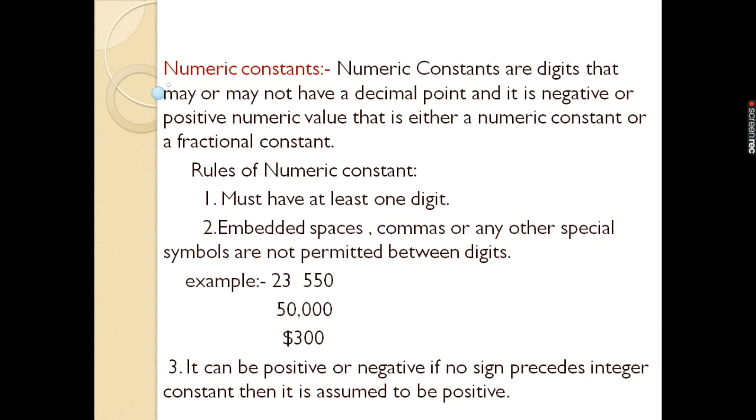Third, it can be positive or negative. If no sign precedes an integer constant, then it is assumed to be positive. As an example, 56: there is no sign before the number, so 56 is positive. But when we say minus 56, then 56 is a negative integer constant.